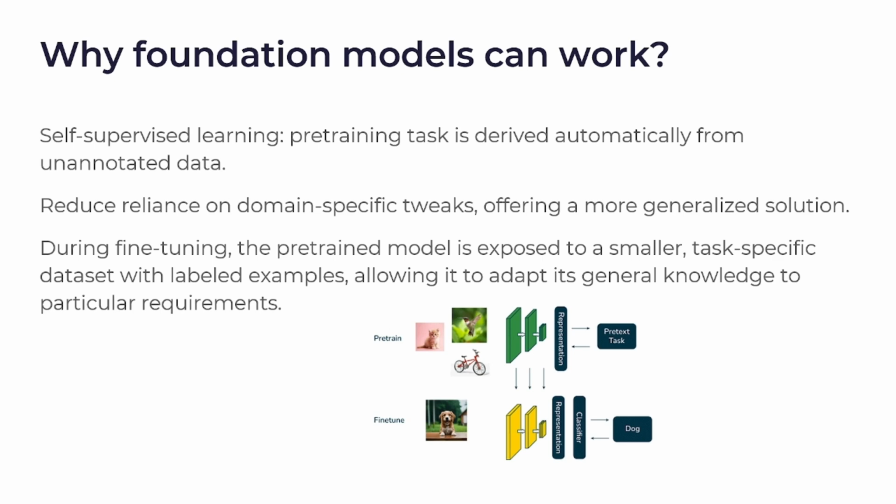While self-supervised learning enables foundation models to acquire broad and general capabilities, fine-tuning tailors these capabilities to specific tasks or domains. During fine-tuning, the pre-trained model is exposed to a smaller, task-specific dataset with labeled examples, allowing it to adapt its general knowledge to particular requirements. Fine-tuning teaches the model domain-specific knowledge that may not be fully learned during pre-training. This is computationally efficient, as it leverages the foundational knowledge already embedded in the pre-trained model, requiring significantly fewer resources compared to training a model from scratch.